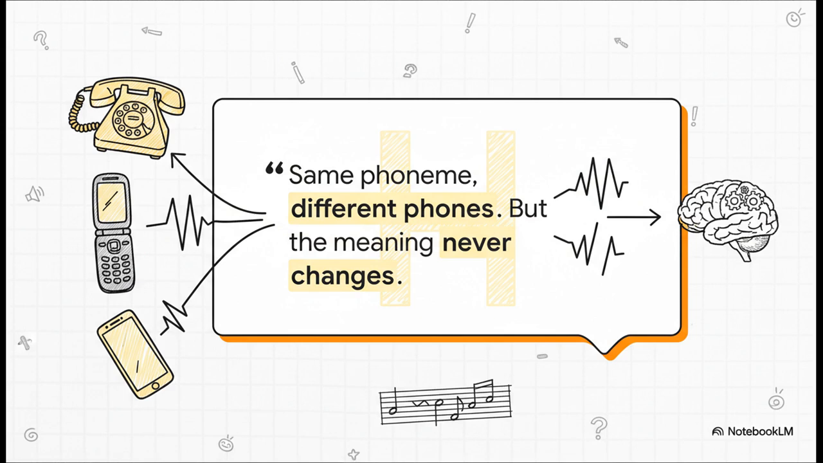So, here's the crucial point. We just made 3 completely different physical sounds, 3 different phones. But did the meaning of ah ever change? Nope. Our brain just hears all of them and thinks, ah, that's the H phoneme. The meaning stays the same. That's the big difference between a phone and a phoneme.